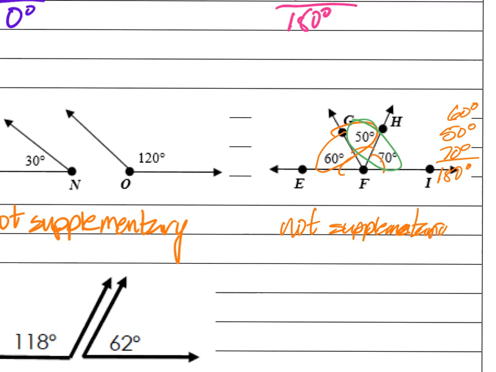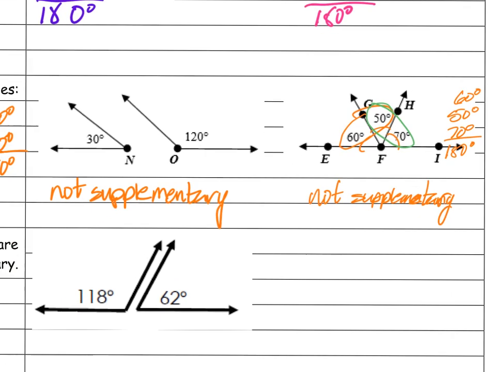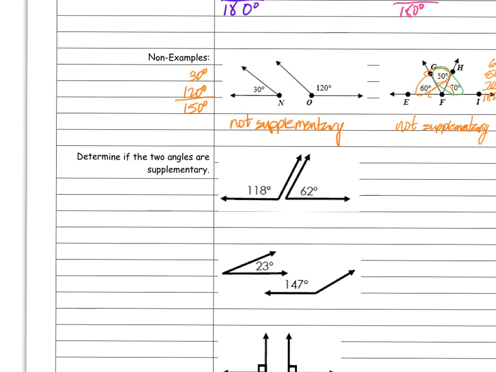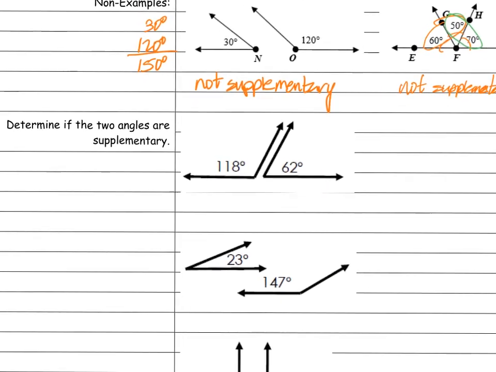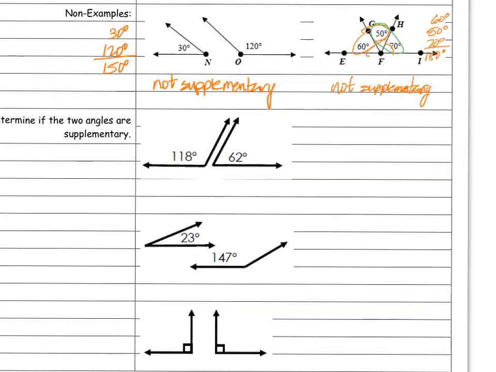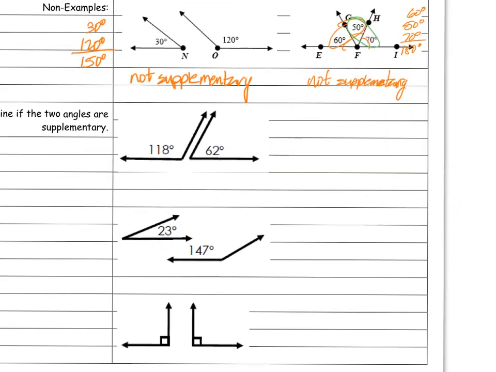Okay, so not supplementary. We're going to go ahead and move on to the next little section. And again, it's kind of like the last one. It just says determine if they're supplementary or not. So how do we determine if they're supplementary or not? We add the two angles together and see if they add to be 180 degrees.